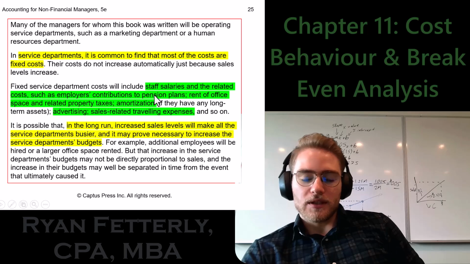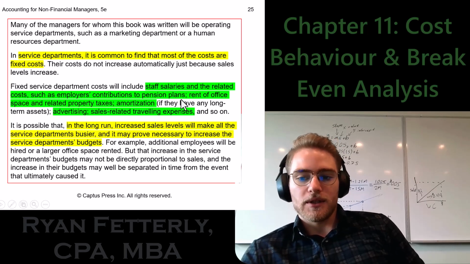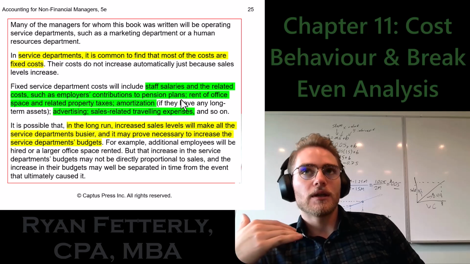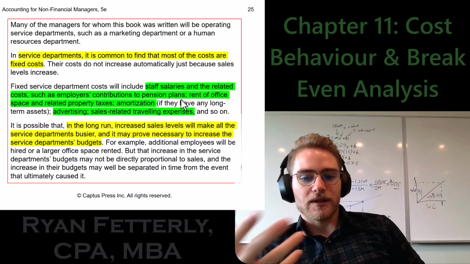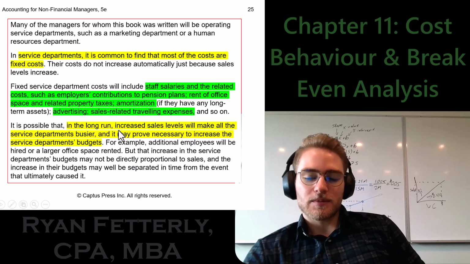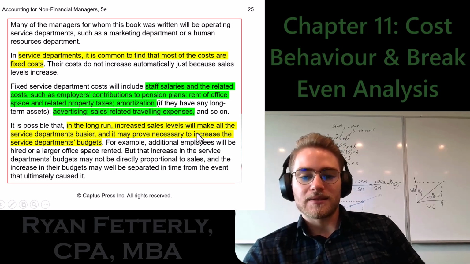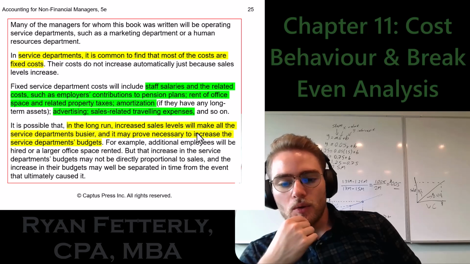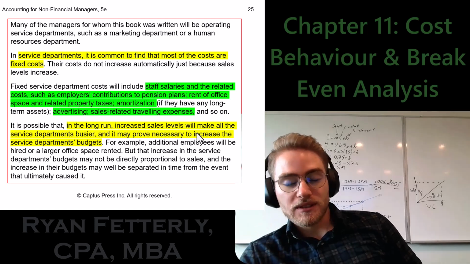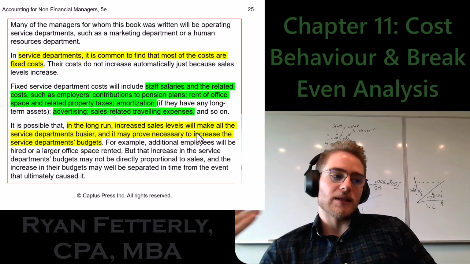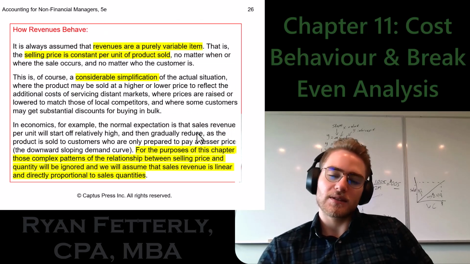So they'll include staff salaries, employee contributions, pension plan, rent, property taxes, all these different things, because you're expected to still deliver your service to the rest of the organization, no matter how much sales increases or drops. And then it's possible that in the long run, increased sales levels will make all the service departments busier, and it may prove necessary to increase the service departments' budgets. So in the long run, maybe your budget will increase as sales increase. But in the short run, the idea is that your costs would be fixed and that they shouldn't fluctuate too much with increases in sales.